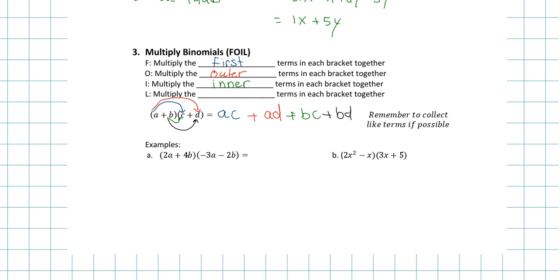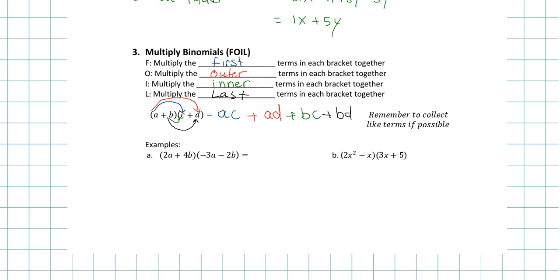Okay? So let's do this one together. This should say last. And this is a process called FOIL because it's first, outer, inner, last. So it's the acronym for it. So you'll hear me say FOIL. Okay? So what would be my first terms here?